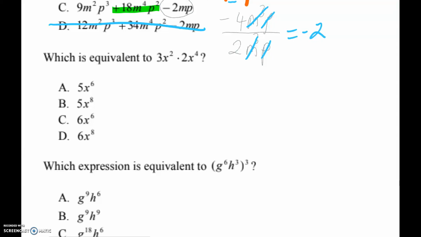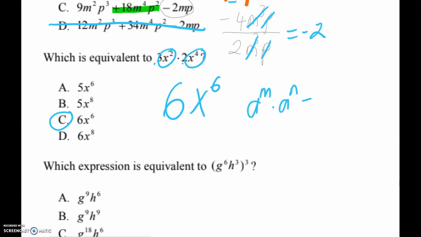Which is equivalent to 3x squared times 2x to the 4th. First, we multiply the numbers. 3 times 2 is 6. And then we multiply the x squared times x to the fourth. We add the exponents. 2 plus 4 is 6. The property says a to the m times a to the n is actually a to the m plus n.